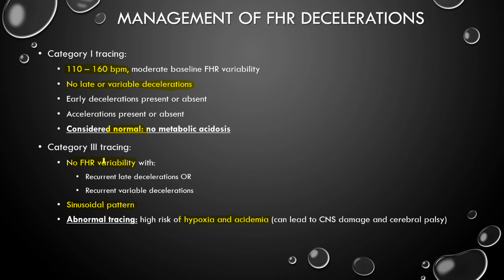So if you have either no fetal heart rate variability with either of these, or a sinusoidal pattern, this is considered an abnormal tracing and can lead to CNS damage from hypoxia and even cerebral palsy, which are nerve and muscle problems associated with lack of oxygen to the fetus. And Category 2 tracings are variations not included. So there are a lot of variations that are found between Categories 1 and 3. And we'll talk about what those mean when we do some examples on the next slide.